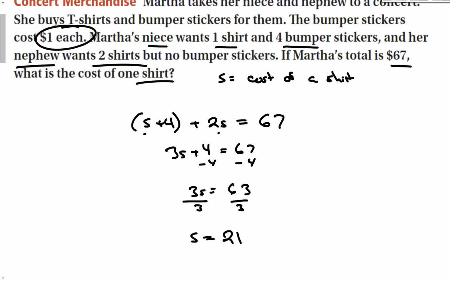Word problems are not worse than our regular problems, right? Just break them down, make the equation. That's the hardest part, make the equation. Let's look at another one in our got it problem.